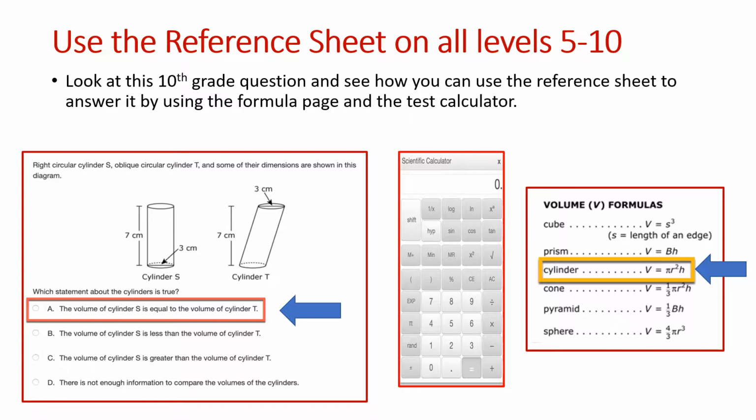You can see another example of using the reference sheet on this 10th grade example, which is question 13 of session 2. The question compares the volume of an oblique and a right cylinder. The given formula on the reference sheet only says cylinder, so you have to know that the formulas for right and oblique cylinders are the same. If you use the formula, you will see that the volumes of both cylinders are identical because the dimensions are the same.